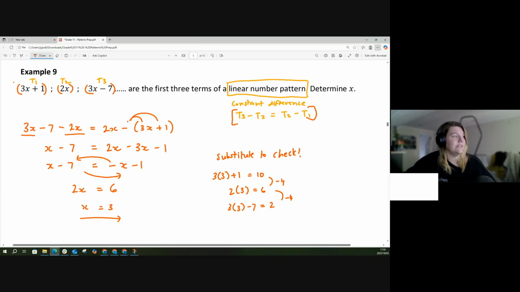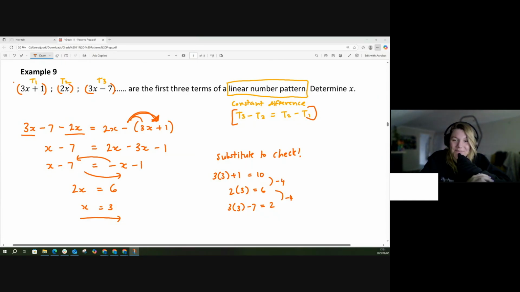Ah, so Yandi, you didn't distribute this negative into that one. Fair enough. Okay. If you would like a screenshot, please feel free to take one. And then we're going to move into quadratic.